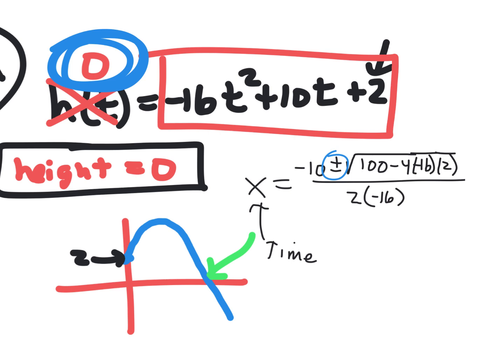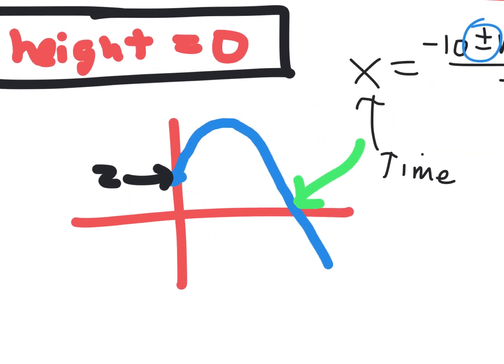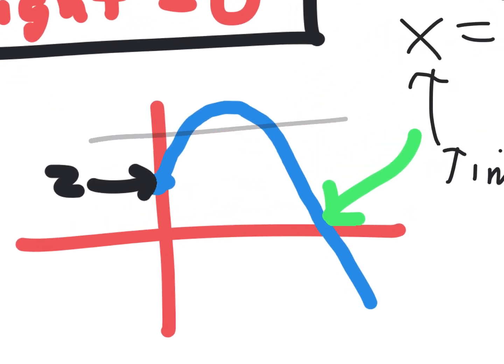Since this one was equal to 0, this was super easy. I knew A was this, I knew B was this, and I knew C was this. What if instead of 0, they had said the height is 10? Well, that means they want you to look, here, let's look at the picture here. They want height of 10, that's like this. They want to know when did the ball go over that height.